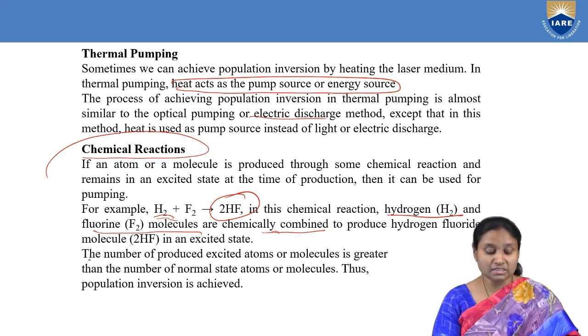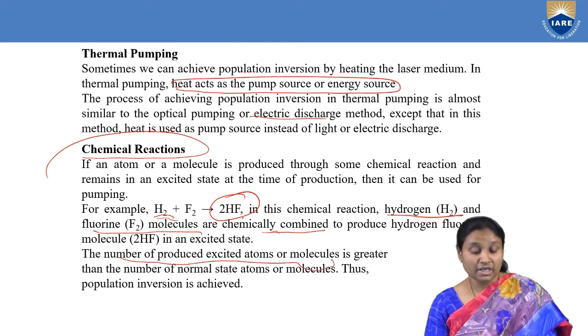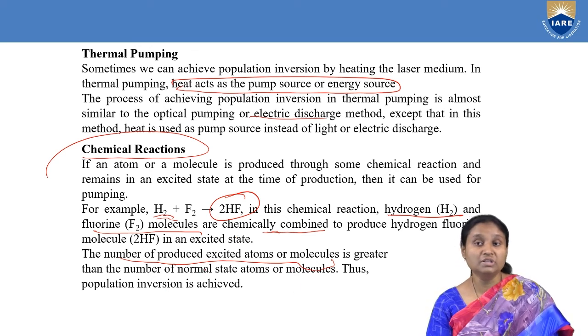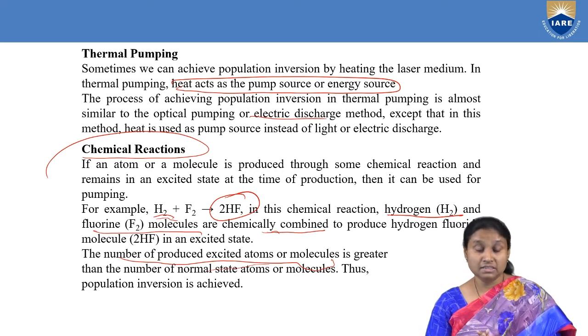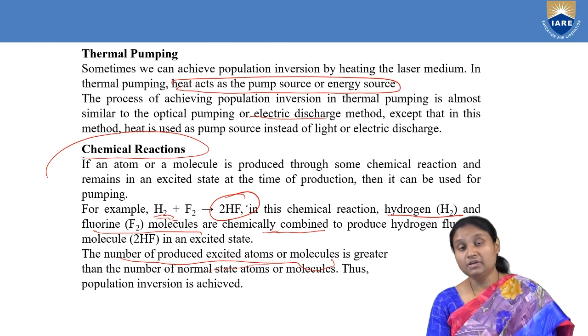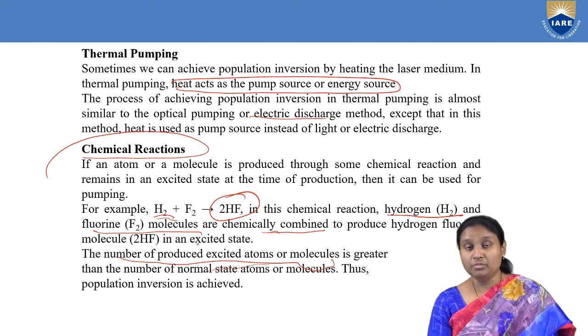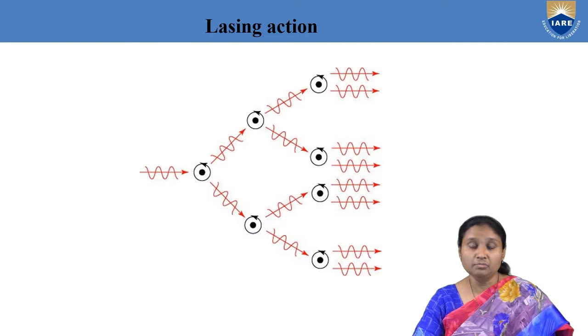What you will observe here is that the number of produced excited atoms or molecules, the hydrogen fluoride molecules we are getting, will be more in number compared to normal state molecules. If I take ordinary hydrogen fluoride molecules, they won't be in excited state. But hydrogen fluoride molecules created because of the chemical reaction between hydrogen and fluorine molecules will be more excited compared to normal hydrogen fluoride molecules. So like this also we are able to achieve population inversion. This is one more method of achieving population inversion.